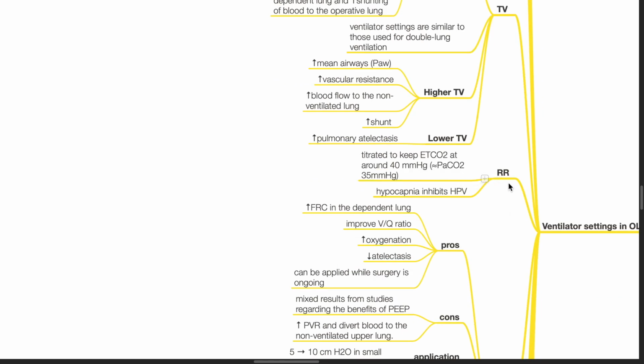Respiratory rate should be titrated to keep EtCO2 at around 40 mm mercury, which is approximately PaCO2 of 35 mm mercury, as hypocapnia inhibits hypoxic pulmonary vasoconstriction.